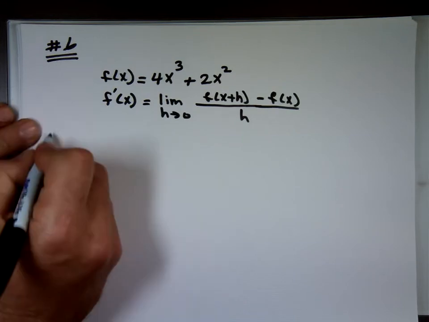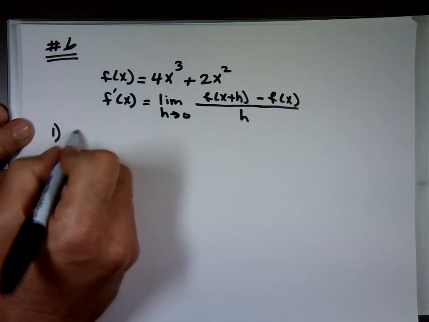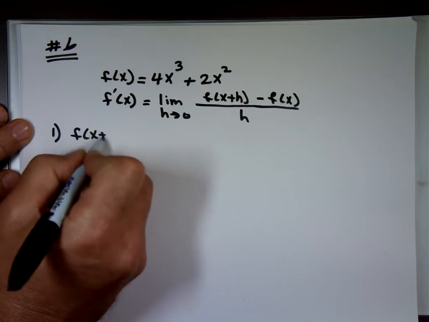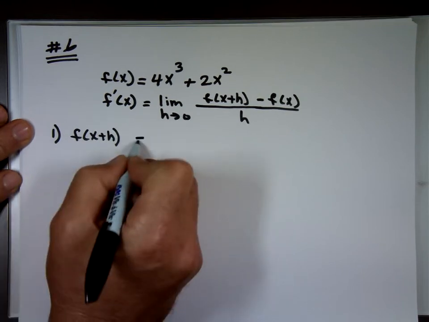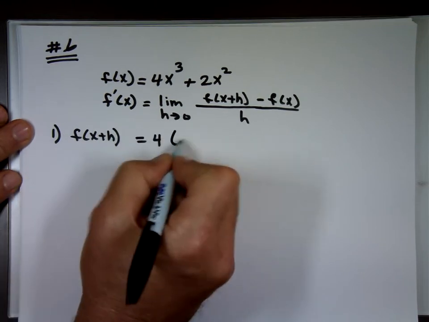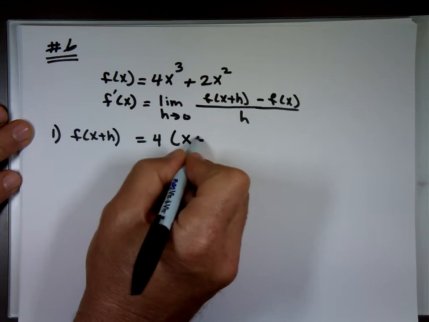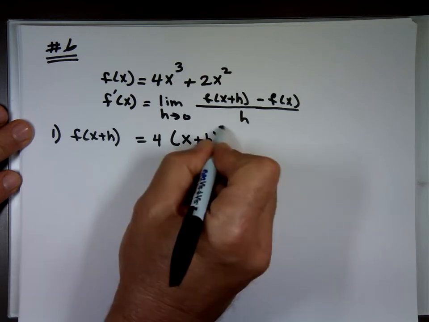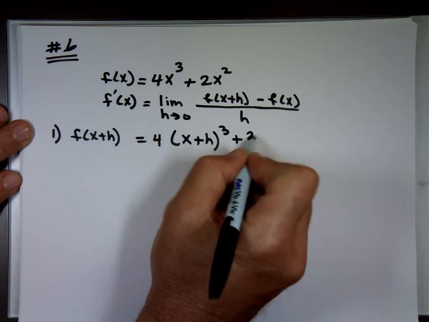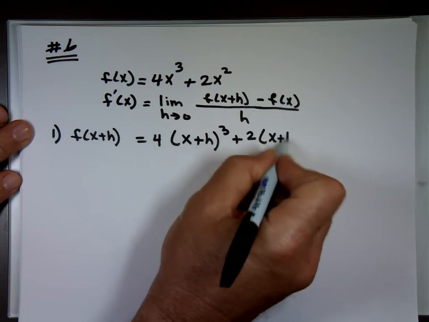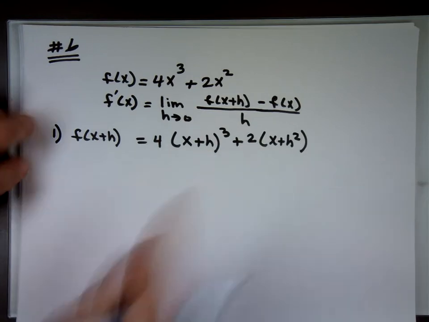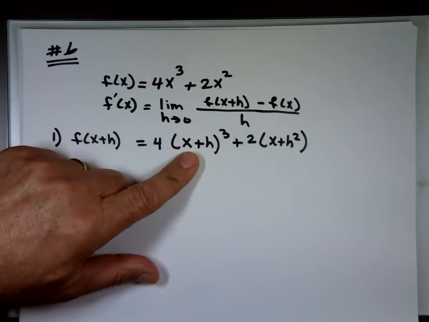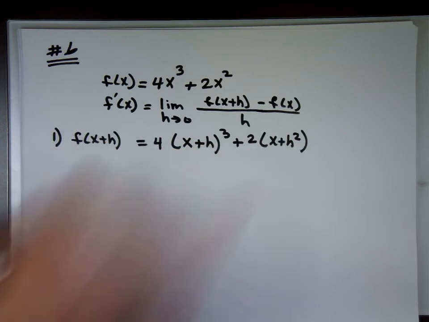Step number 1, again, the 4-step process. What is f of x plus h? It's going to be 4 times, replace x with x plus h. And that's what I meant by ugly, is finding x plus h cubed and x plus h squared.